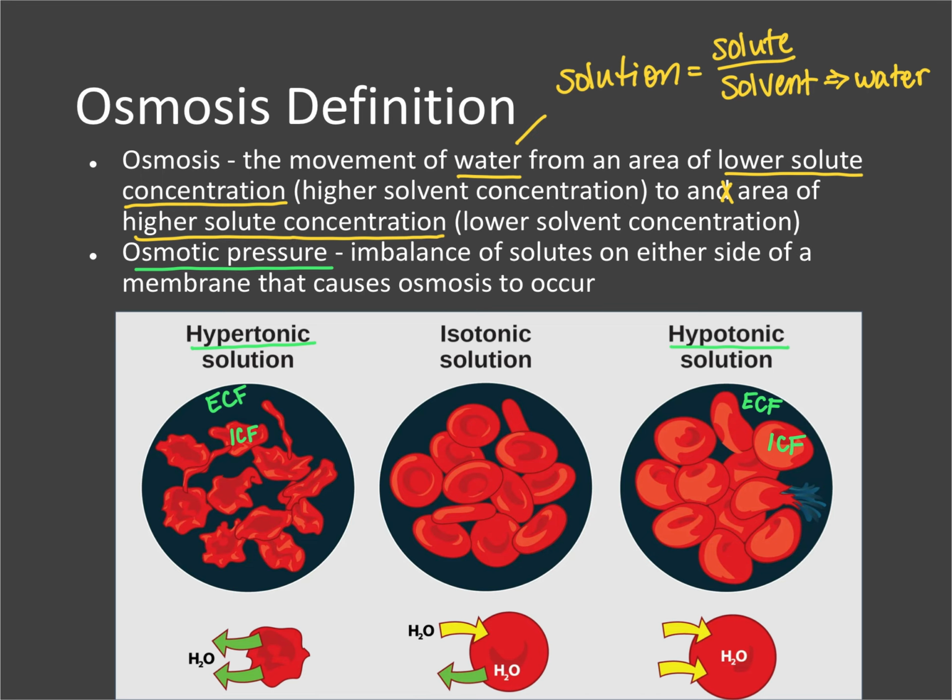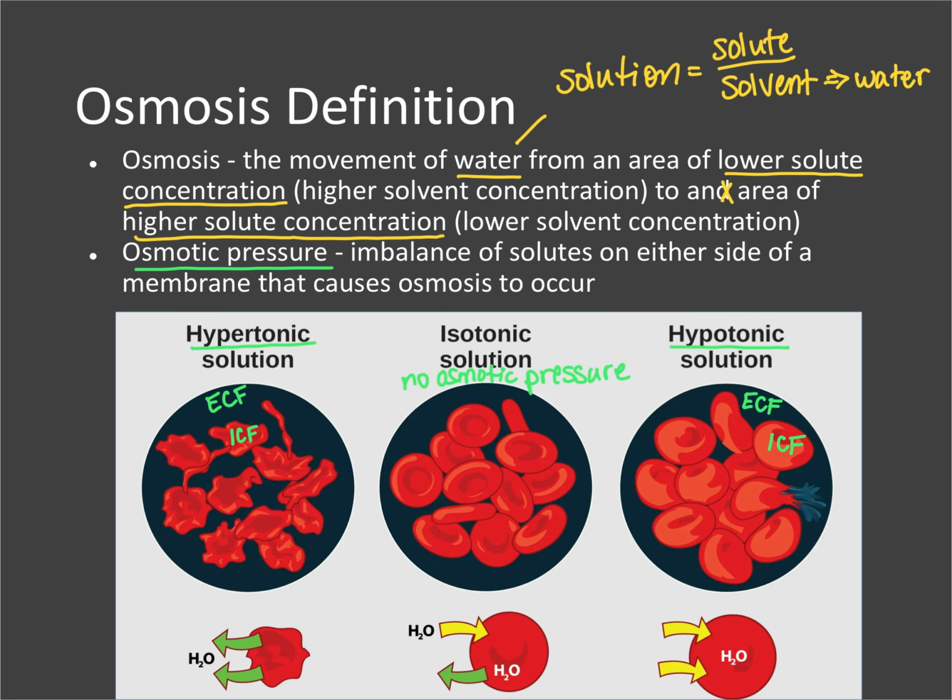An isotonic solution does not have osmotic pressure, because the extracellular fluid is equal in concentration to the intracellular fluid. On the next slide, we're going to talk about osmoregulation, but I want to talk about this picture in relation to osmoregulation, because this picture shows you why osmoregulation is important. In these pictures, you are seeing red blood cells surrounded by a liquid medium, which in this case is blood plasma.